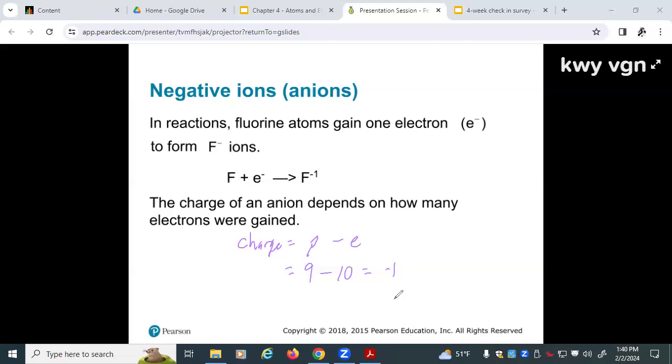But again, fluorine has the potential that it could add more than 1 electron. What if it added 2 electrons? Well, then its charge would be -2. What if it added 5 electrons? Well, then its charge would be -5. The number of electrons added is equal to the total charge, just negative.